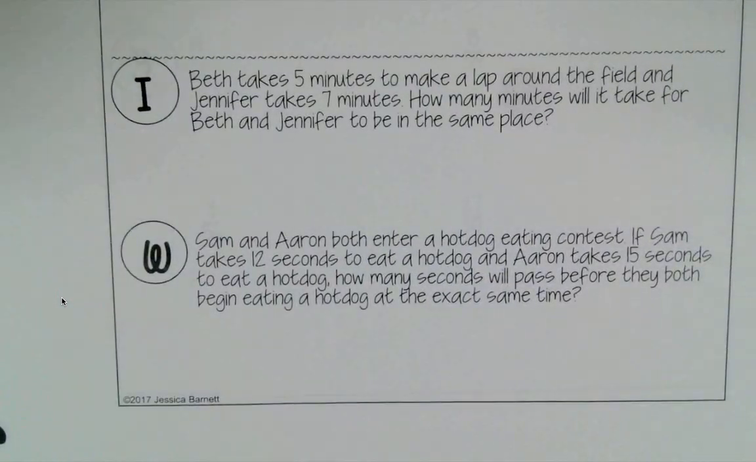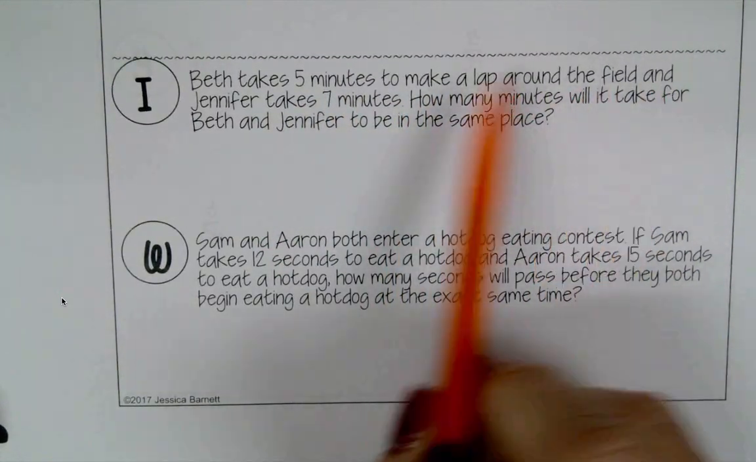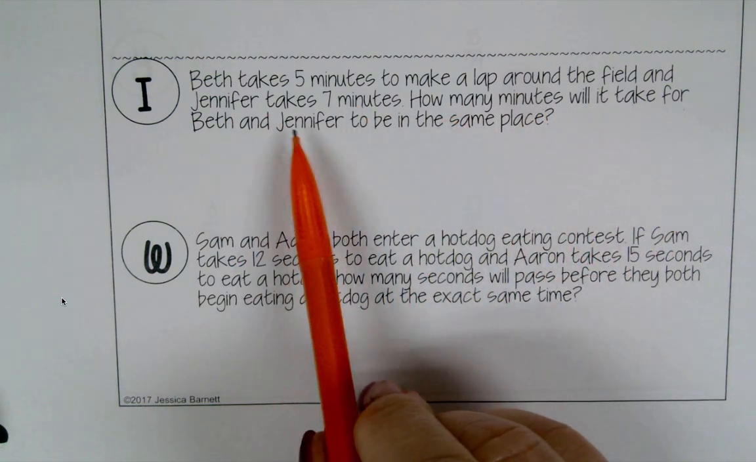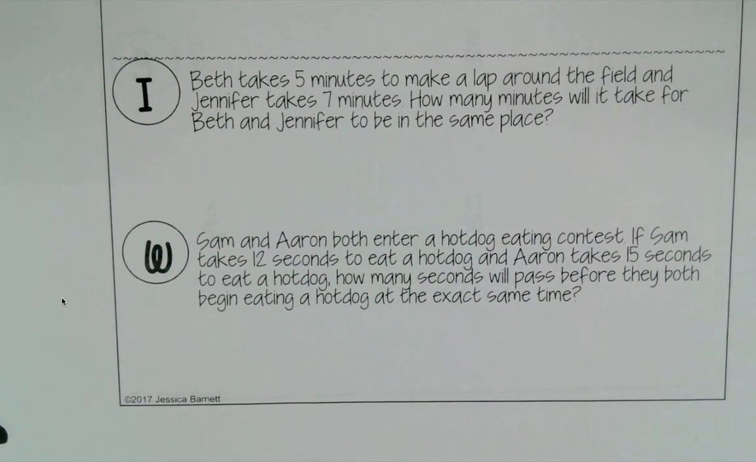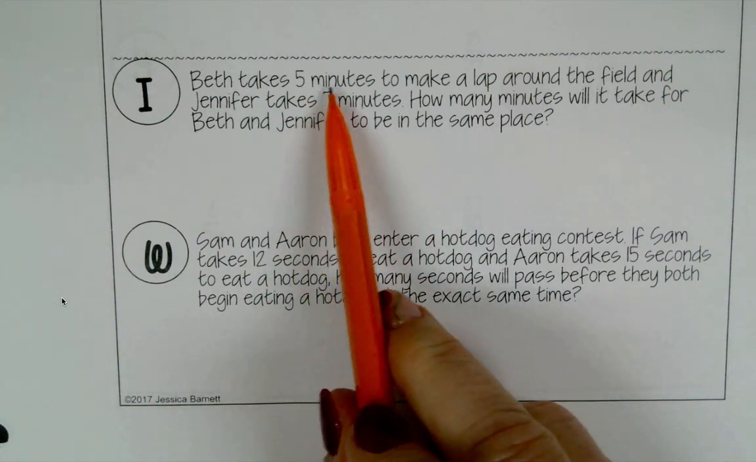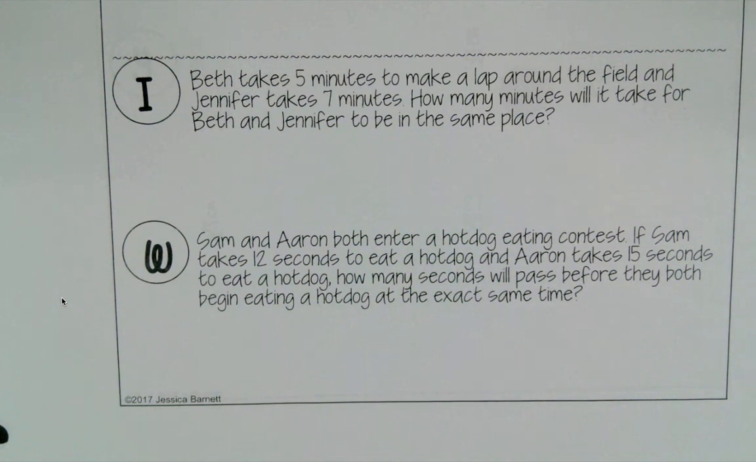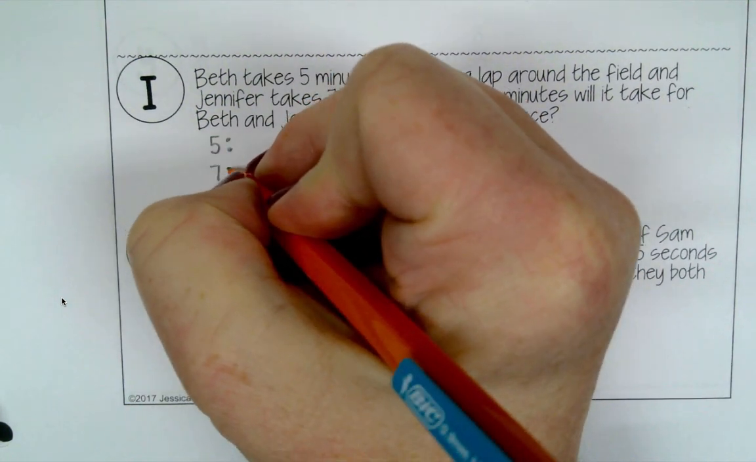All right, here's an I do. I love the word problems. Beth takes 5 minutes to make a lap around the field, and Jennifer takes 7 minutes. How many minutes will it take for Beth and Jennifer to be in the same place? So this is where you have to determine, am I doing least common multiple or greatest common factor? Think about it like this. They want to keep going until they're at the same place. So we're increasing. Whenever I'm thinking about increasing, I need to think about least common multiple. I'm multiplying. Okay? So I'm going to list the multiples.